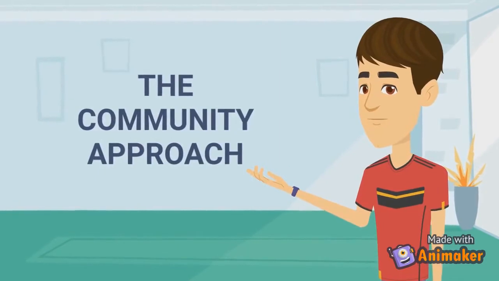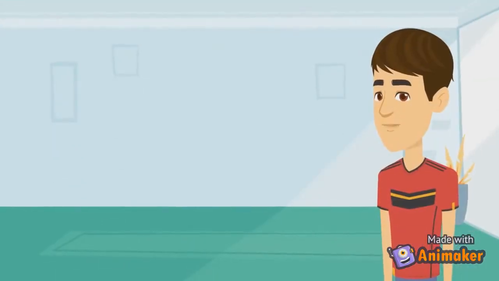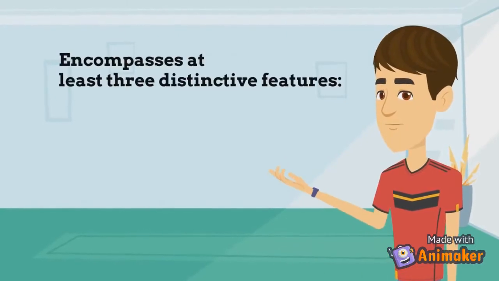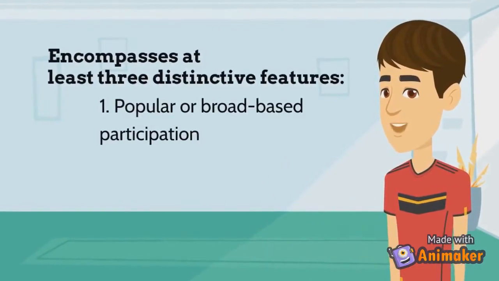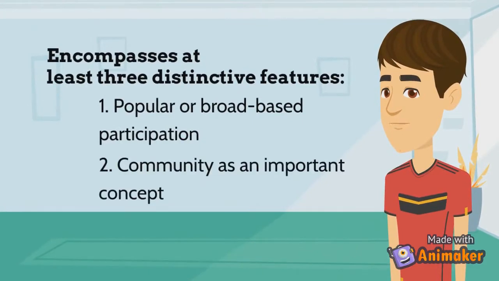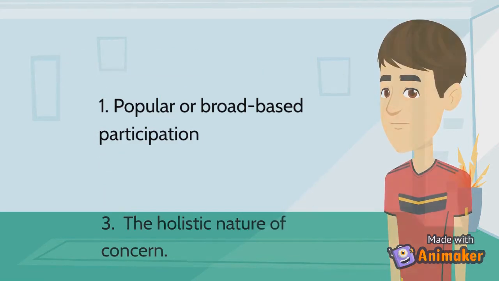The community approach is the most synonymous with the basic process identified as community development. This approach encompasses at least three distinctive features. Number 1, popular or broad-based participation. Number 2, community as an important concept. And number 3, the holistic nature of concern.